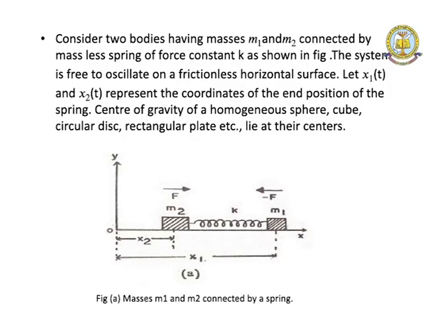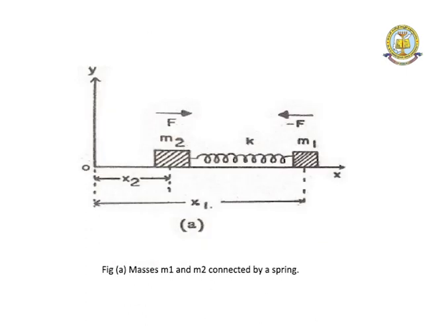The centers of gravity of homogeneous bodies like a cube, circle and rectangle lie at their centers. Here the two masses considered are m1 and m2, at distances x1 and x2, and the spring connecting these two masses has spring constant k.